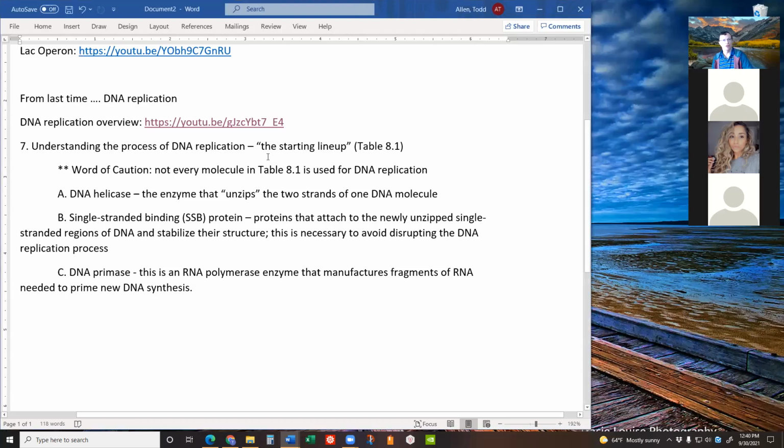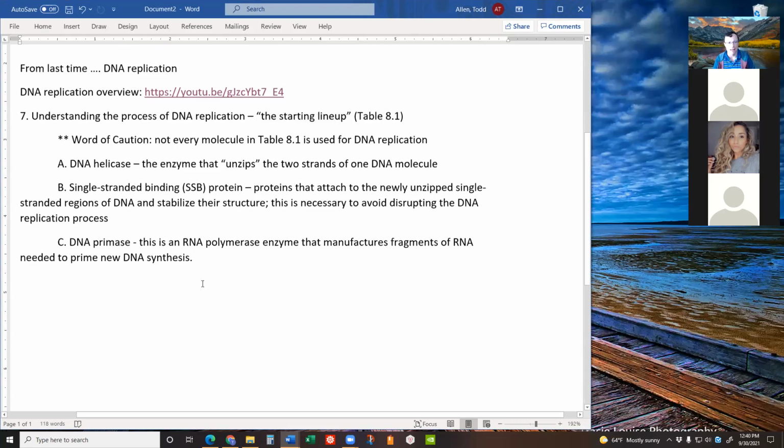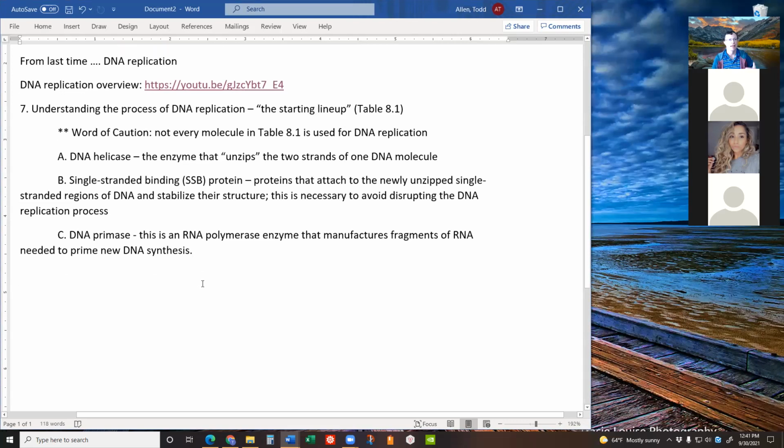Let me finish this starting lineup for us. We're almost done here. So I define DNA helicase, the enzyme that unzips the DNA, and the single-strand binding proteins. They stabilize the single-stranded sections of DNA and prevent them from folding back on top of themselves. DNA primase is the RNA polymerase enzyme that makes a fragment of RNA, which is needed to jumpstart the DNA synthesis.